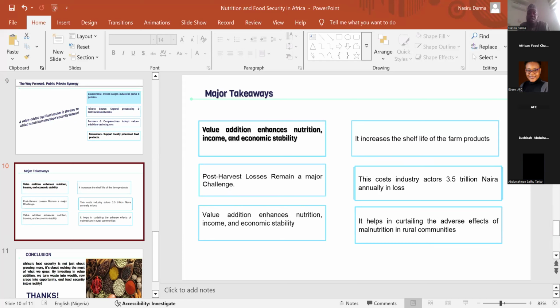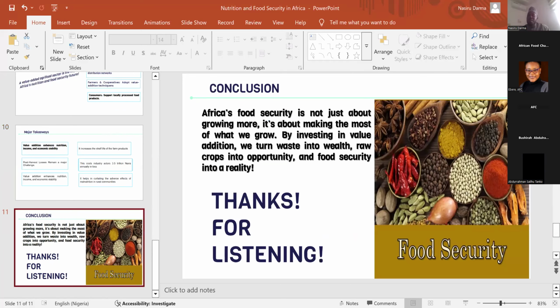Also value addition, yes. So conclusively, because I'm still looking at time, because I know I was told about the time I have. So conclusively, Africa's food security is not just about growing more, it's about making the most of what we grow. By investing in value addition, we turn waste into wealth, right? And that should be the enticing value proposition for entrepreneurs, right? We are turning waste into wealth, our raw crops into opportunity, and food security into reality.